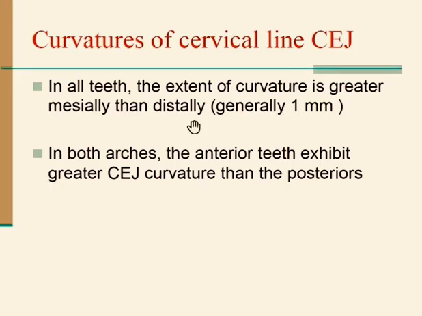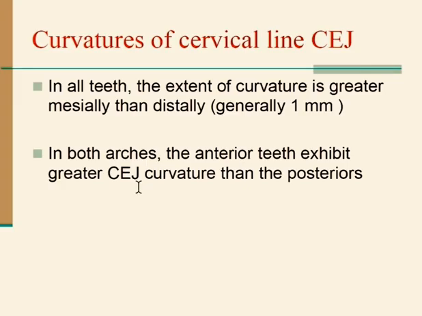Okay, this is a general rule. Generally, the distal surface is 1 millimeter less than the mesial surface. The extent of the curvature of the cervical line goes with the contact areas also. It is related to the contact area, but mostly the anterior teeth exhibit greater cervical curvature compared to posterior teeth.